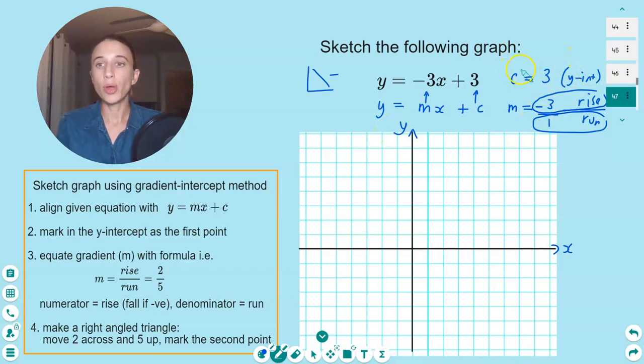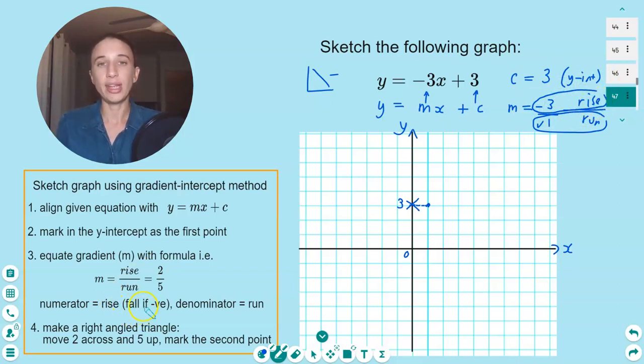I have a point given already. Start with your y-intercept. So 0, 1, 2, 3 on that y-axis, and I'll mark it with an X as my first point. Now we are going to make a right angle triangle using our gradient. I'm going to look at the denominator and run across 1 unit, running along the ground. I'll put a dot there. And then I'm going to make the rest of my right angle triangle. So I've used the run, which is great. Now it's time to use my rise of -3.